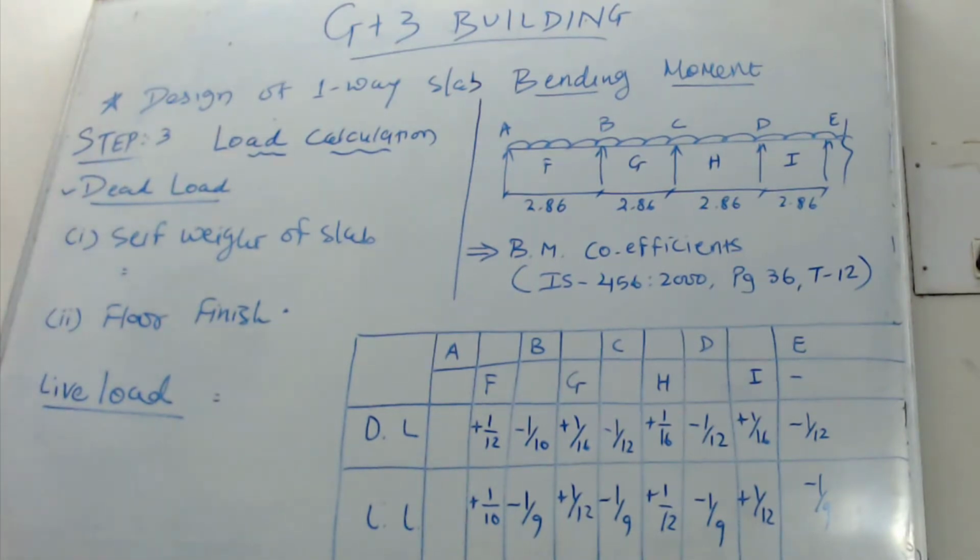So there are two types of dead load mainly. First one is self-weight of the slab, and second one is the floor finish load. So how to calculate the self-weight of the slab? Self-weight of the slab is generally calculated using the formula, that is area into density. Area of a slab multiplied by density.